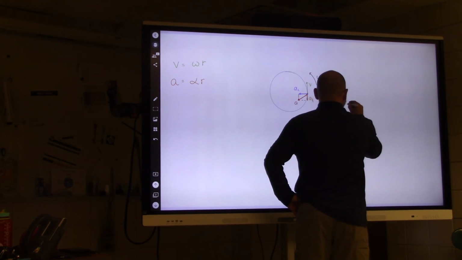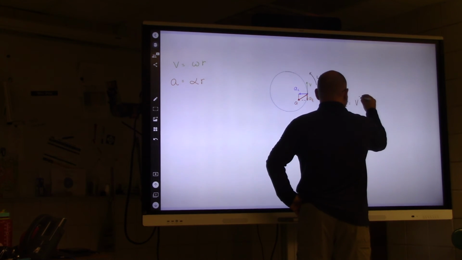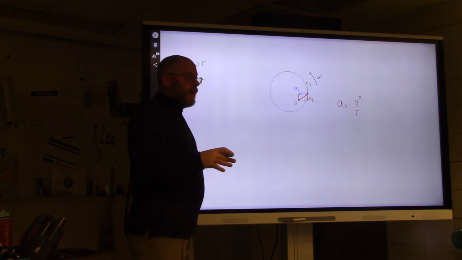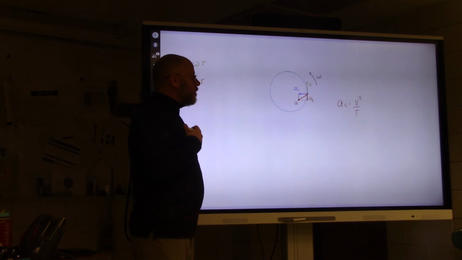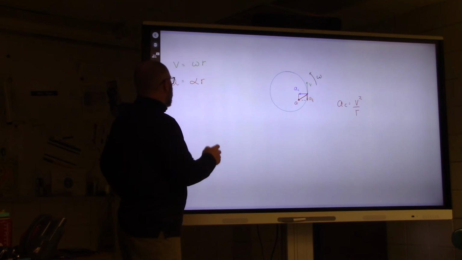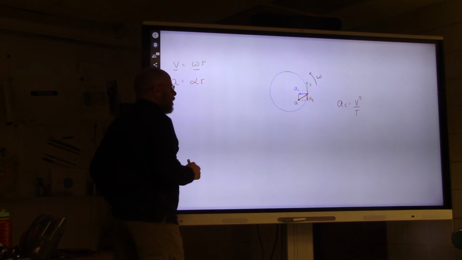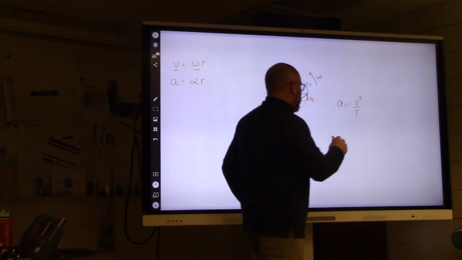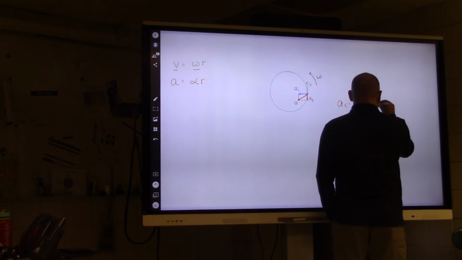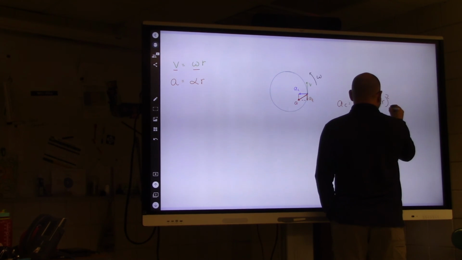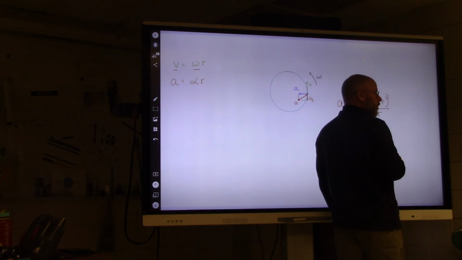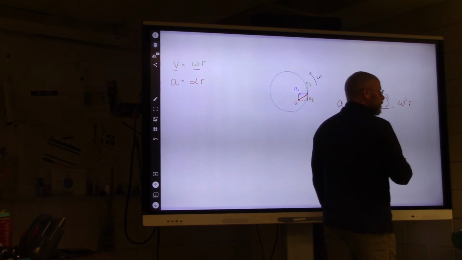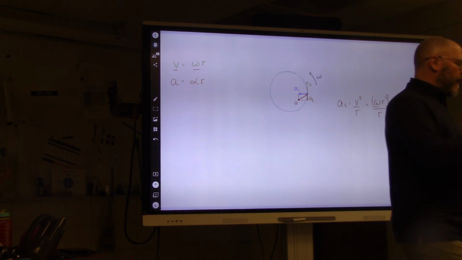Let's do the acceleration. What's the centripetal acceleration? The acceleration is just v squared over r. If you want the force, it's mv squared over r. Is that cool? But look over here. Don't I have an expression for v? If I substitute this v into here, I'm going to get omega r all squared divided by r, which is just omega squared r. See that? Is that on your sheet?